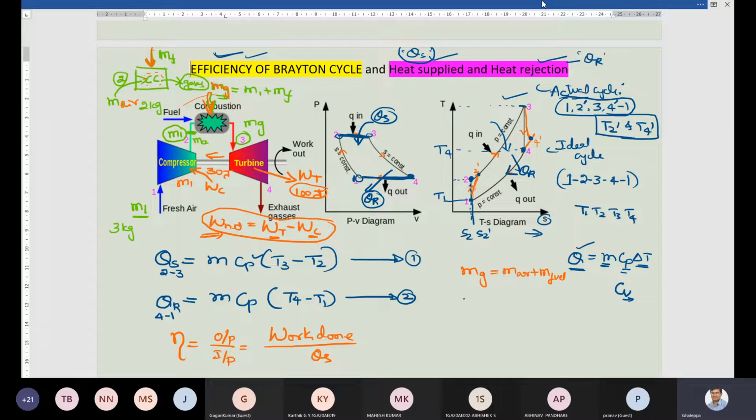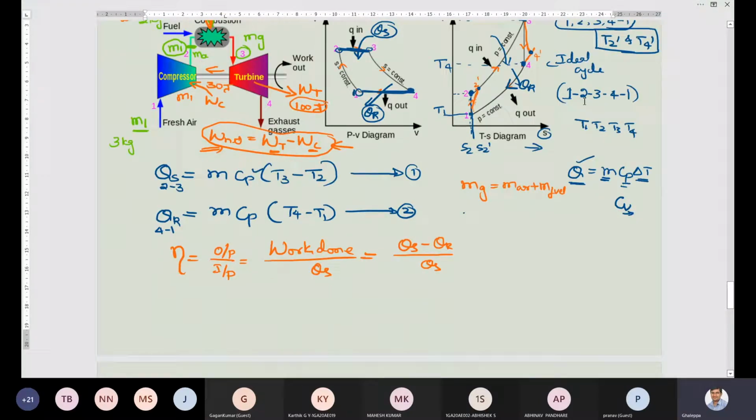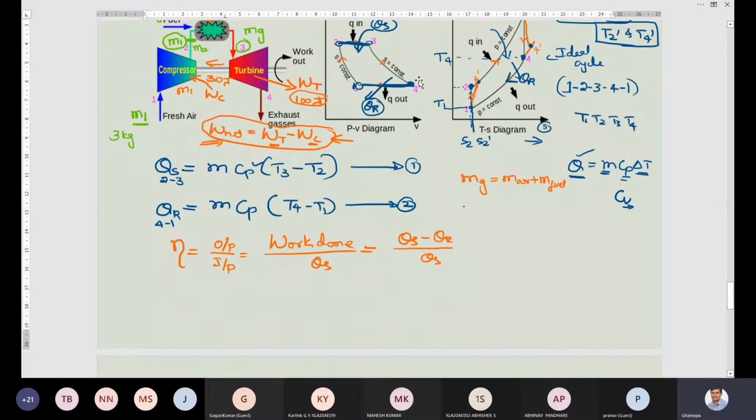So work done, what I do is I will not write in terms of this equation. I will write net work done in terms of heat supplied minus heat rejected divided by heat supplied. Why I'm writing this equation is because in the previous classes we have always written work done in terms of heat supplied minus heat rejected, divided by heat supplied, which is in the denominator. So 1 minus QR by QS. So this is our basic formula.